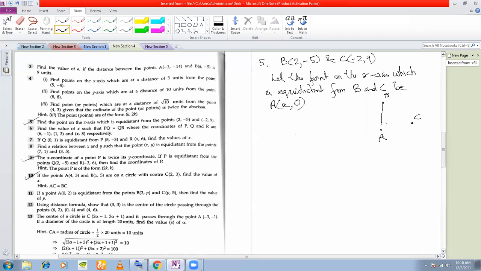That means if you take the distance of A from B, and if you take the distance of A from C, these two have to be equal, right? So therefore you find out the distance AB, and you find out the distance AC, right? By distance formula you can find out, and according to the problem, you have AB is equal to AC. Clear with this? Now you can do it on your own.